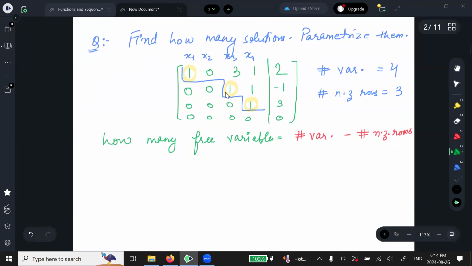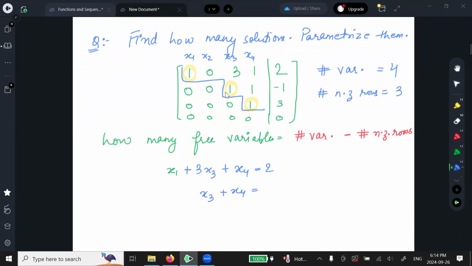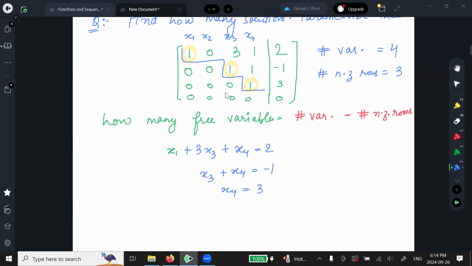What do you get? So I have x1 plus 3x3 plus x4 equals 2, right? x3 plus x4, so far good, equals -1. x4 equals 3, right? The method of looking for the variable which has a non-1 coefficient would not work here. So you have to make sure that you know which one is free.